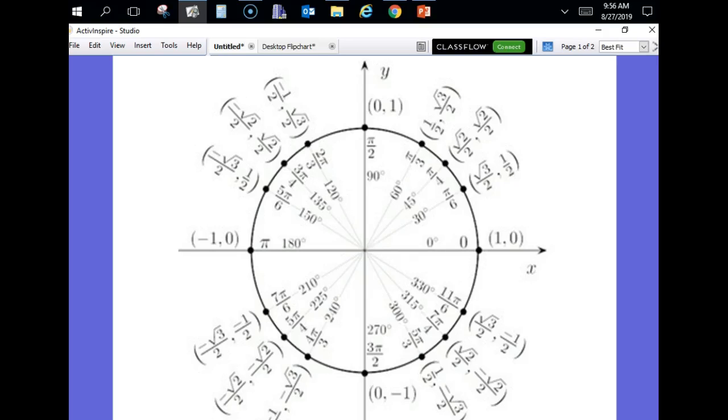Let's just kind of review trig a little bit today. That's it. That's all we're going to do. And then if we get some time, we'll hit up some homework questions.